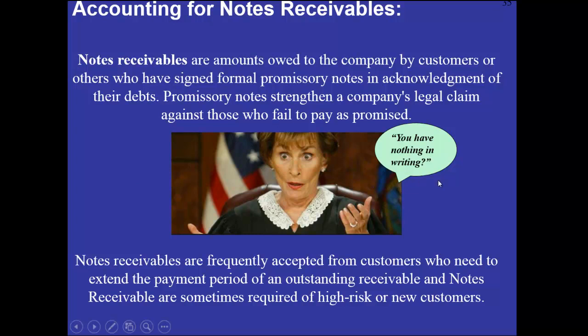I'm sure some of you have seen Judge Judy before. And inevitably, the person that has nothing, no substantiation, is typically not going to end up being the one on the winning side. Okay, so we want to have a formal note receivable. And this is going to strengthen the company's legal claim against those who fail to pay as promised.